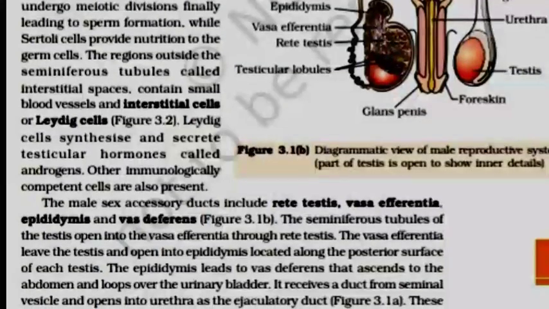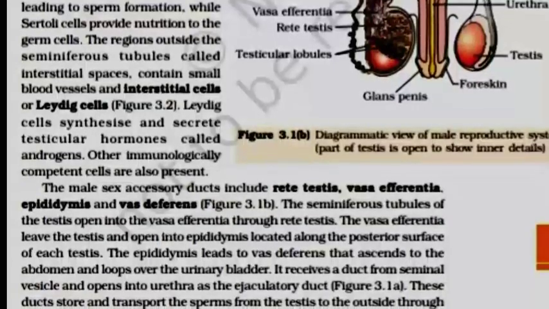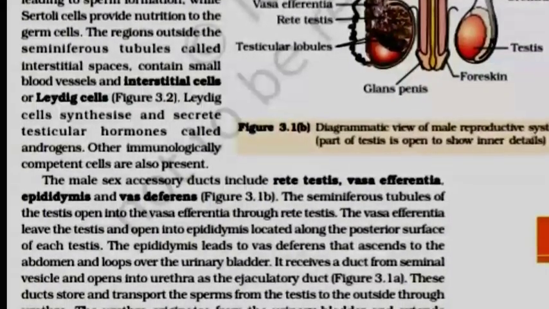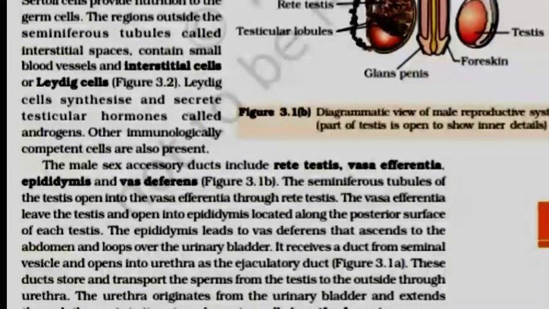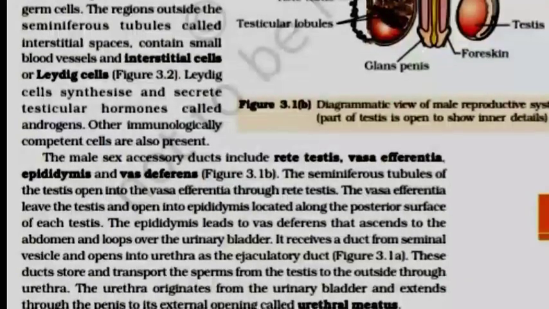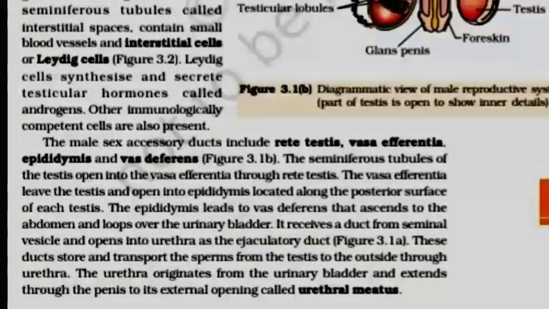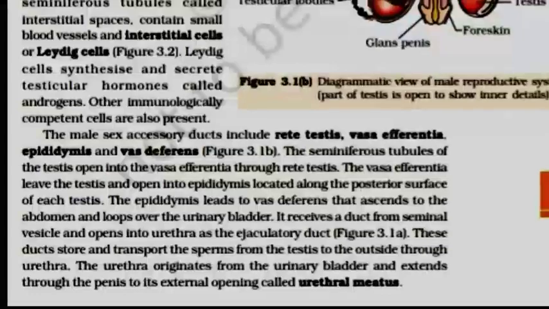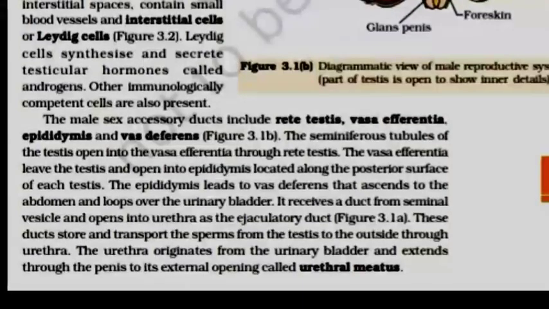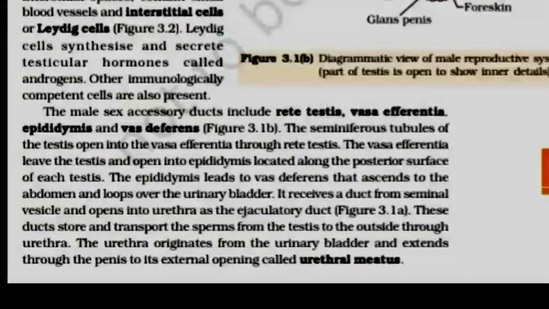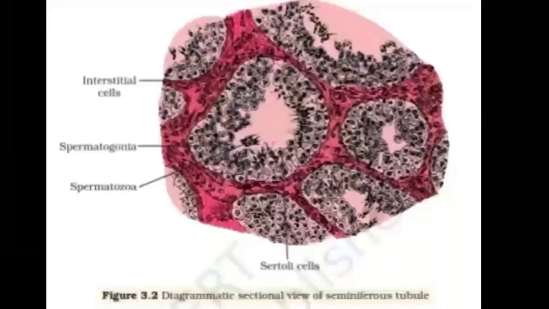deferens that ascends to the abdomen and loops over the urinary bladder. It receives a duct from the seminal vesicle and opens into the urethra as the ejaculatory duct. This duct stores and transports the sperm from the testes to the outside through the urethra. The urethra originates from the urinary bladder and extends through the penis to its external opening called urethral meatus.